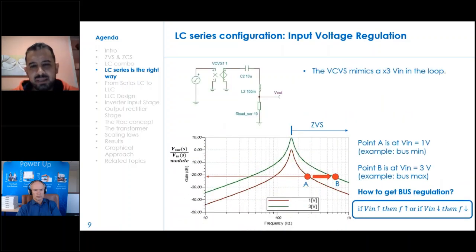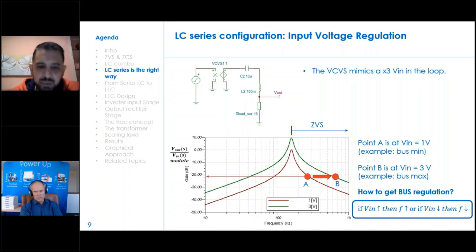What happens if the bus varies? Actually, an easy way to mimic a bus variation in this simple circuit is to insert into the loop a voltage controlled voltage source. So we see here when the input voltage increases, the transfer function module increases. In this case, to get the same tank gain, I'm forced to increase the frequency to maintain the same gain, so to get voltage regulation.